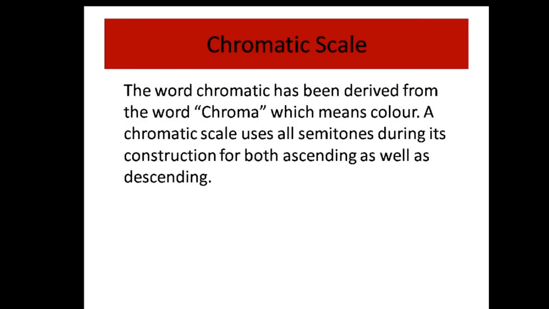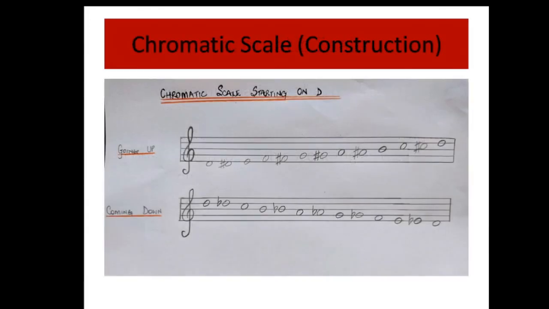The last scale that we're going to study is the chromatic scale. The word chromatic has been derived from the word chroma, which means color. A chromatic scale uses all semitones during its construction for both ascending as well as descending. This is how a chromatic scale is constructed.